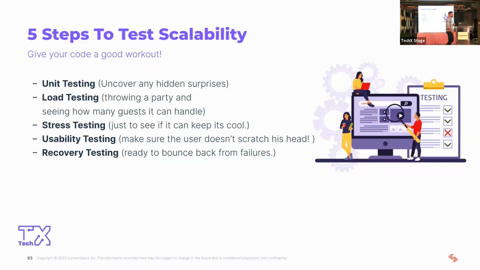And finally, recovery testing, because even if we achieve everything, even if we are perfect, there are high chances that systems could fail. That is basic human tendency. So recovery testing would make sure how fast we can get back to the normal working process if we hit any failures. So those would be my 5 steps to test scalability.